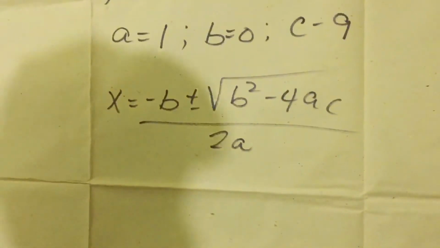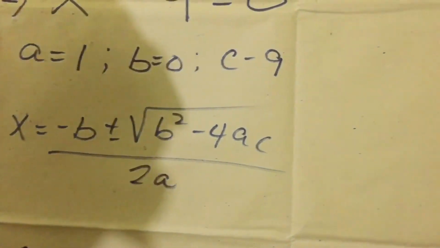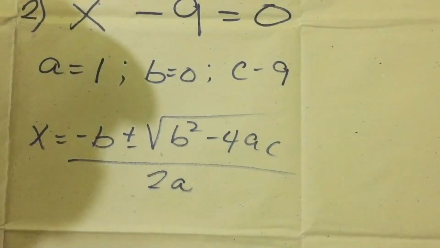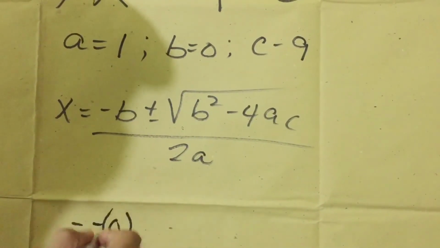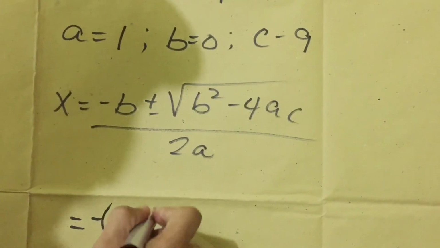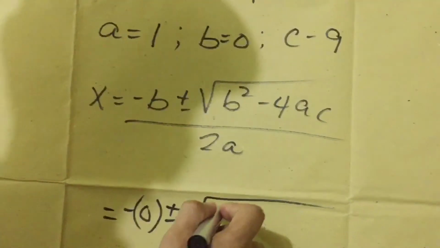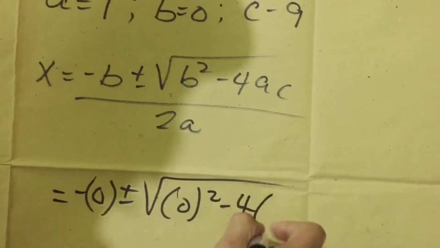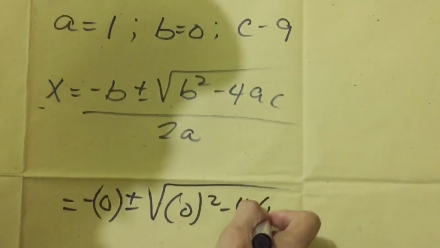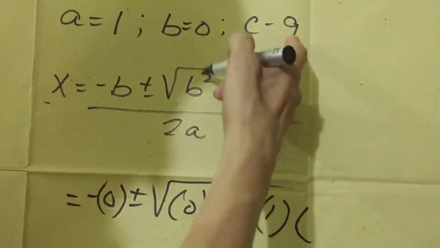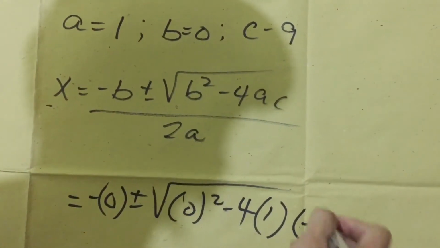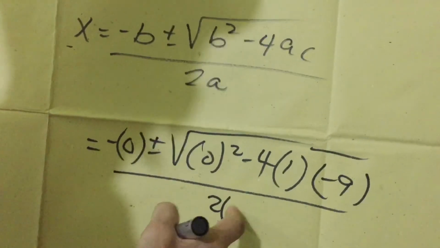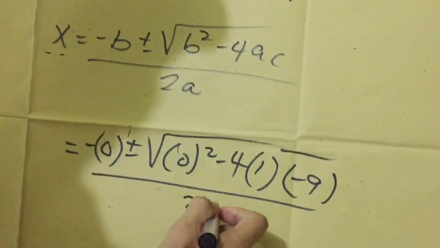Then the next step is to substitute. For b we have 0, so we have negative 0, and positive negative square root. B again equals 0, squared, minus 4, and a is 1, then c is negative 9, all over 2. What's the value of a? 1.